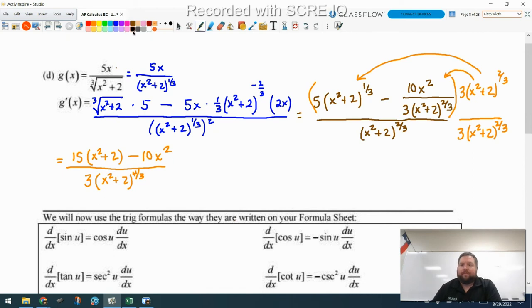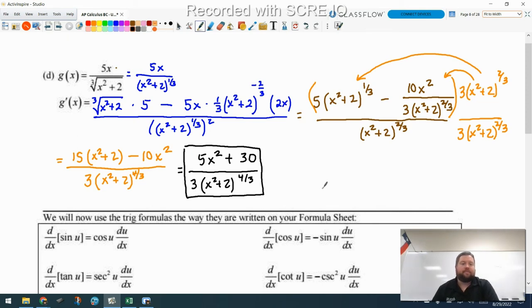All right, one more step. 15x squared minus 10x squared is 5x squared. 15 times 2 is 30. 3 times x squared plus 2 to the 4/3 power. Okay, I cannot divide 5 by 3, so it doesn't simplify or reduce any further. So this is our answer.